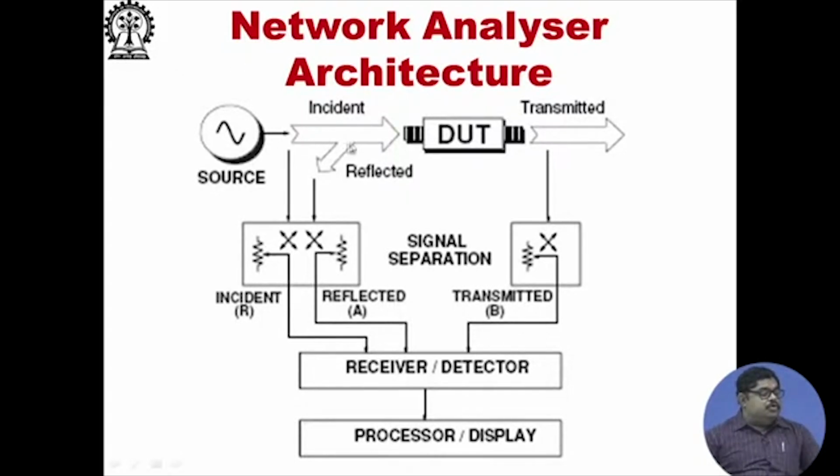It has a source, the source produces the incident signal, which is given to the DUT, the network that you are trying to test. It gives a reflected signal. Now, it can separate this incident and reflected, as you see here. That goes to two parts, incident and reflected, and then it also samples the transmitted one. So these three are given to three or four detectors, and then it processes and displays.